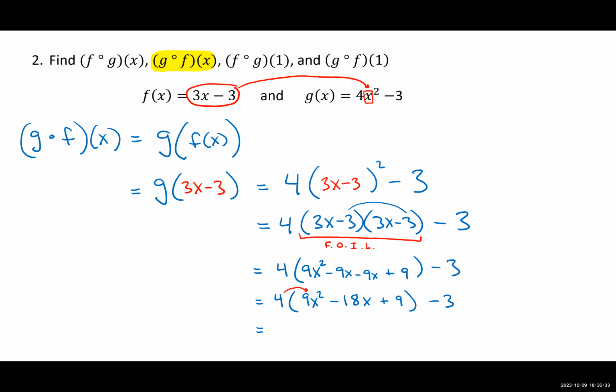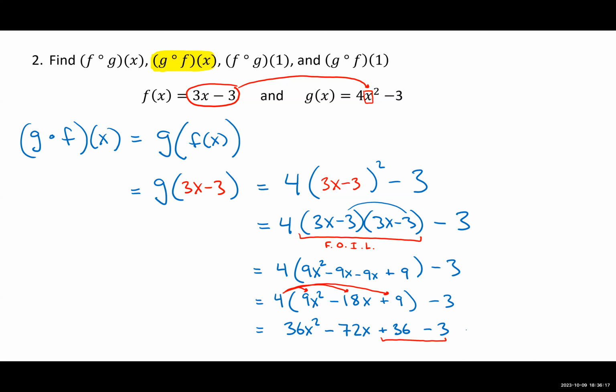Now we've got to distribute that 4. All right, we want to do as much as we can to simplify this. So 4 times 9 is 36. So that's 36x squared. 4 times 18 is 72. So that's minus 72x. And again, 4 times 9 is 36. So that's plus 36. And we still have a minus 3. And then finally, we could combine these two numbers, a plus 36 and a minus 3. That'll give us a total of a positive 33.